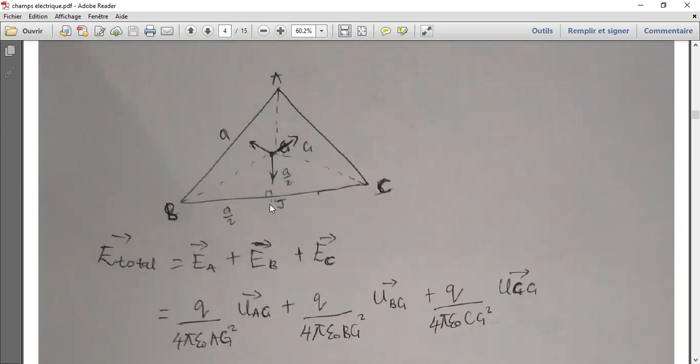Because most of the time you'll be found drawing, and most of the time they're right angle triangles, so you'll be using the Pythagoras theorem. If you know this rule, you won't have any difficulties. I don't know if I'm clear on that one. Is there any question?